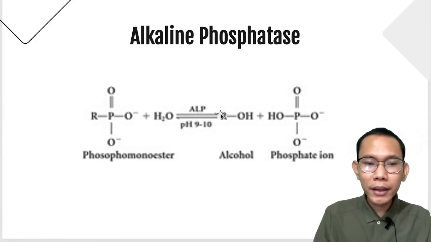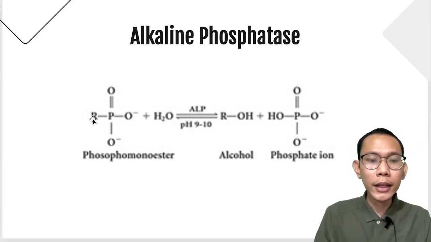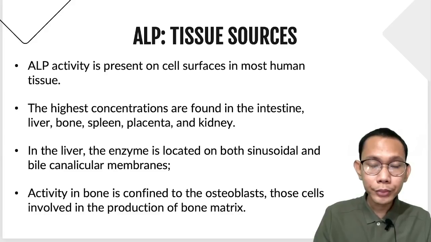So, ito yung ating chemical reaction. Your alkaline phosphatase at a pH of 9 to 10, it will liberate now your phosphate group sa ating inorganic phosphate, from our organic phosphate. Liberate inorganic phosphate, your inorganic phosphate from your organic phosphate ester. That's the purpose of your alkaline phosphatase. And also, it will produce your alcohol. Ililiberate itong inorganic phosphate with your alcohol from your phosphomonoester or from your organic phosphate ester.